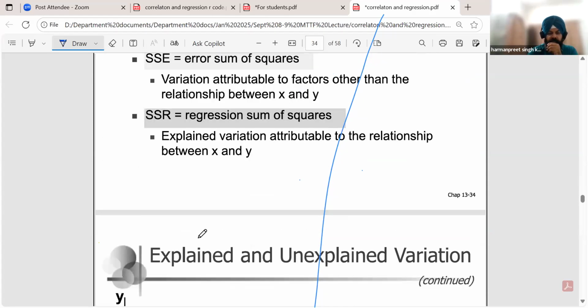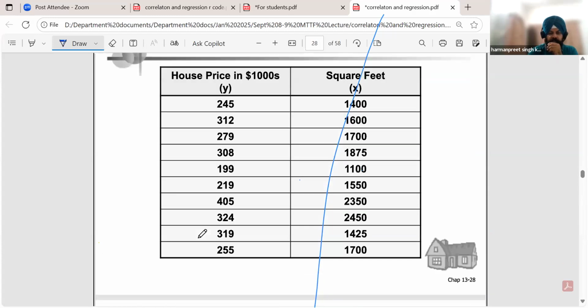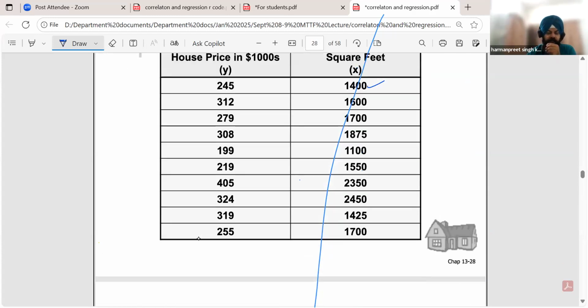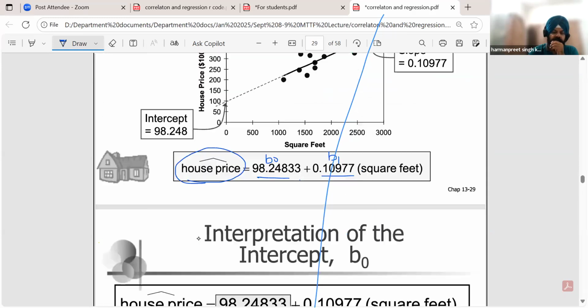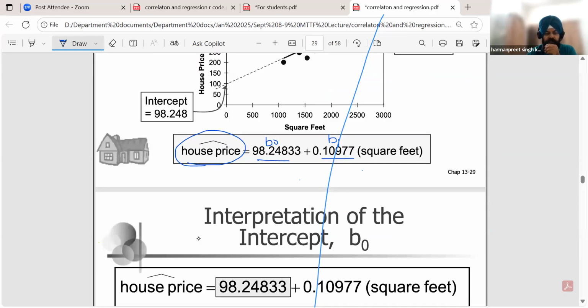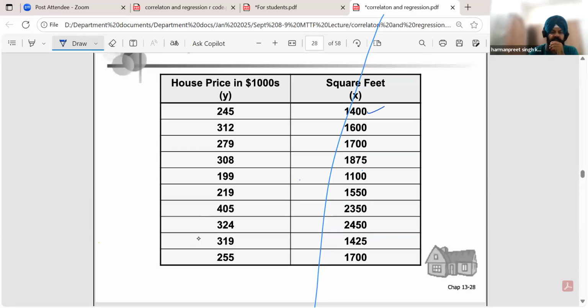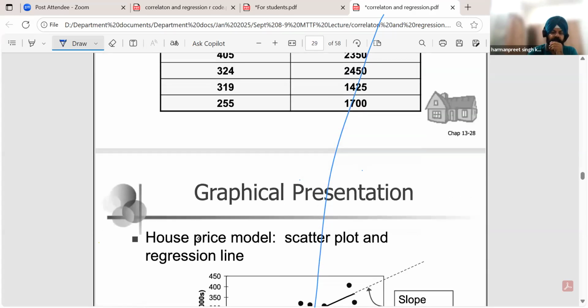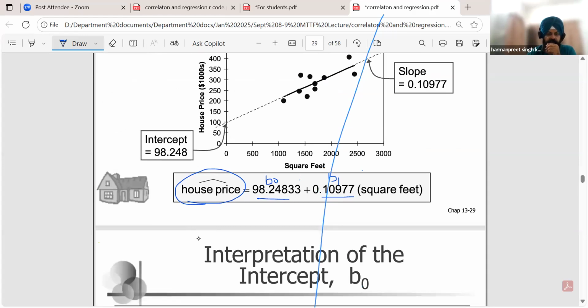Here it is not explained, but let me take another example. Let us suppose we have taken the square feet as 1400. After putting this value of 1400 in this expression, what house value do I get? If I get a value close to 245, that is $245,000, then I can say that my model is good enough to give me the exact value, or close to the exact value, that I got from my observation, or from the field. And if there is a large deviation, then this model does not work well.